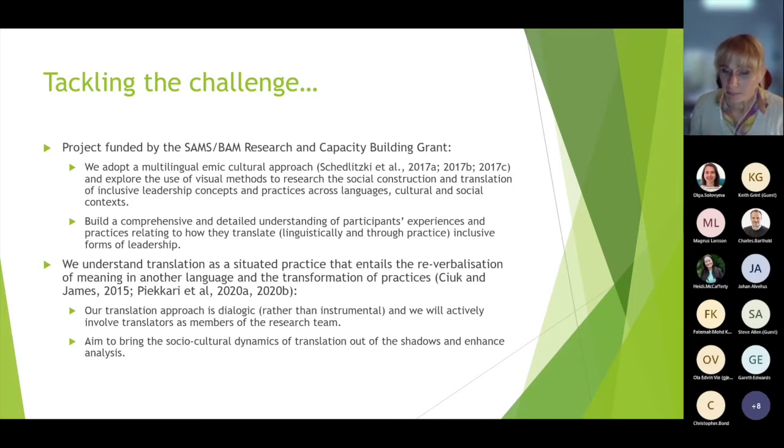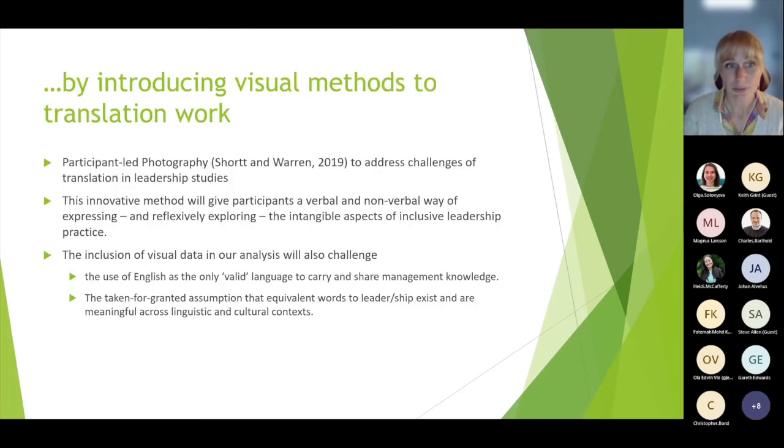It pays attention to the difficult decisions that are being made when meaning is translated, reverbalized across different languages, and that is crucial in order to really think about what it is that we are capturing here. What aspects of the individual's practice are we capturing? Are we able to translate? How are we able to compare this across different languages? And therefore to bring the social cultural dynamics of translation out of the shadows.